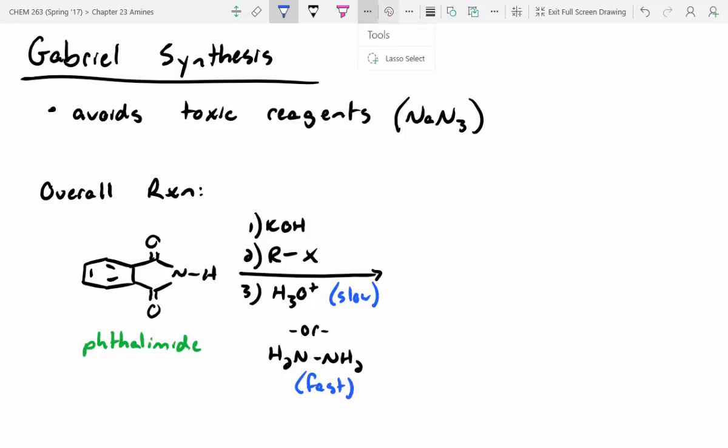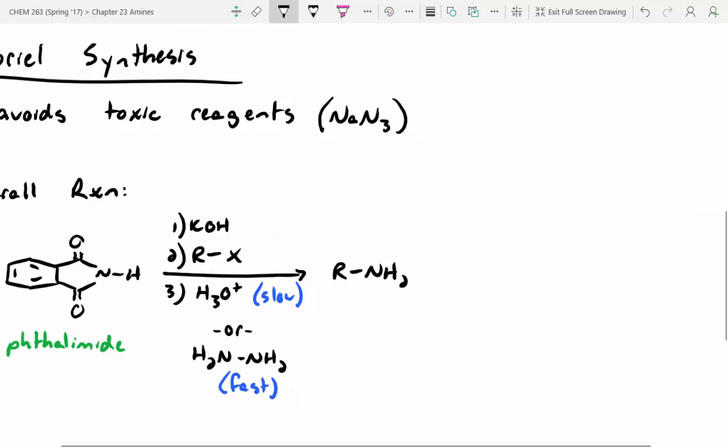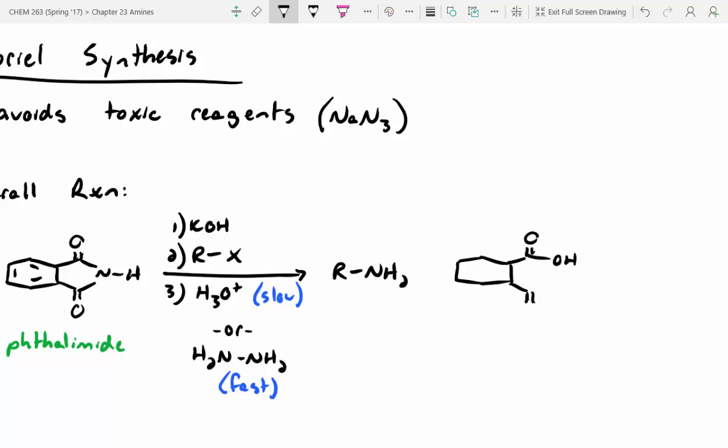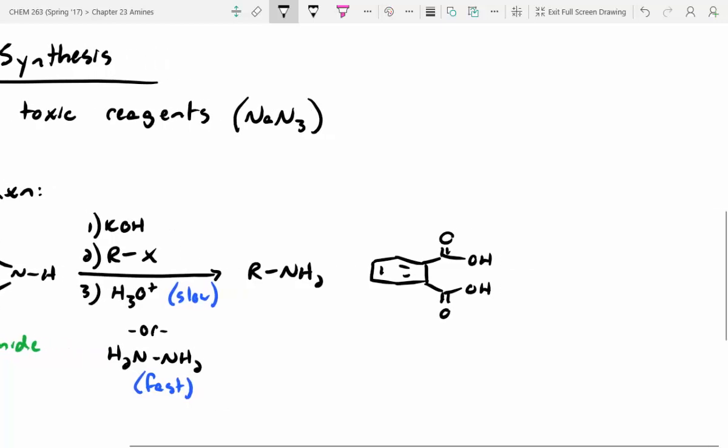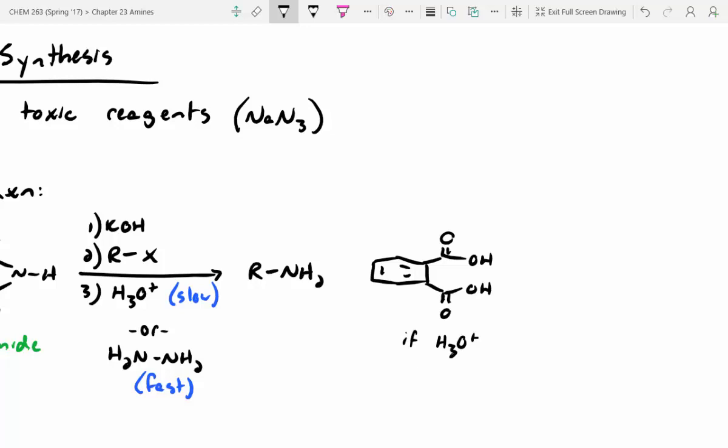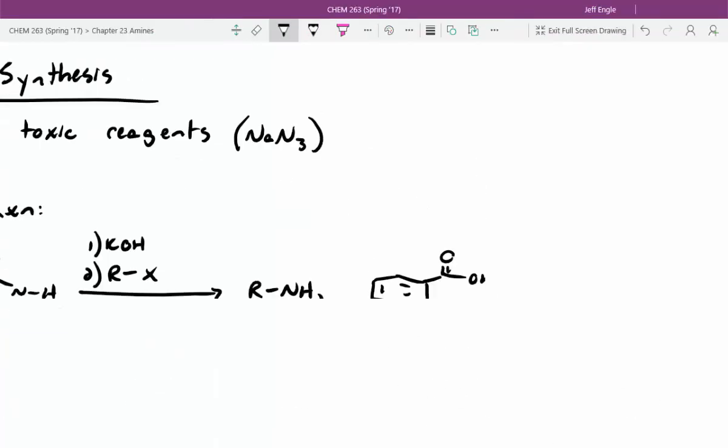So the products that you'll get out of this are going to be your amine. So that alkyl halide will turn into an amine, and then your byproduct is going to be one of two things. It's either going to be the diacid, and this is if H3O is used. It's pretty innocuous.